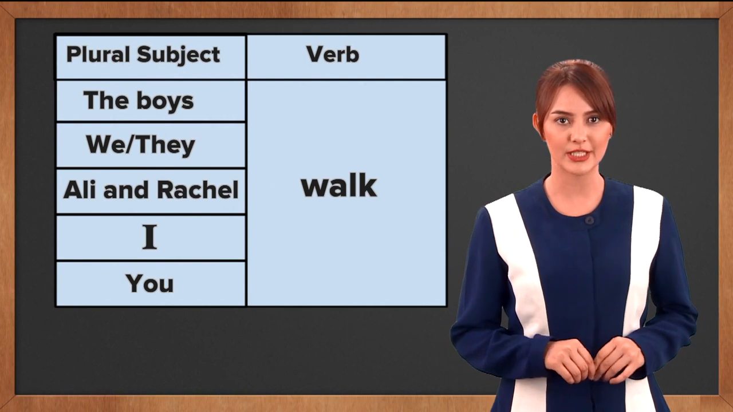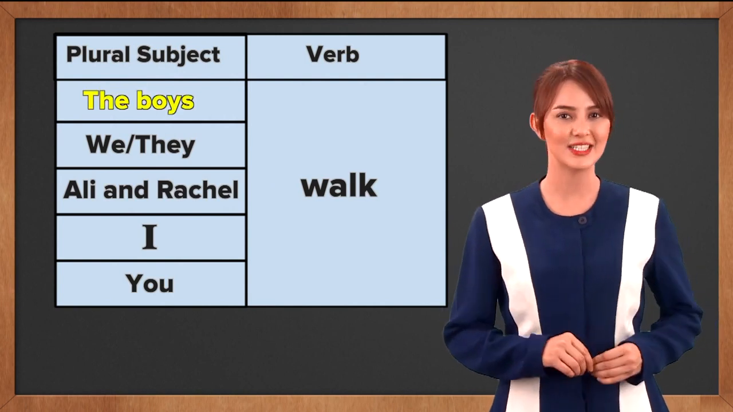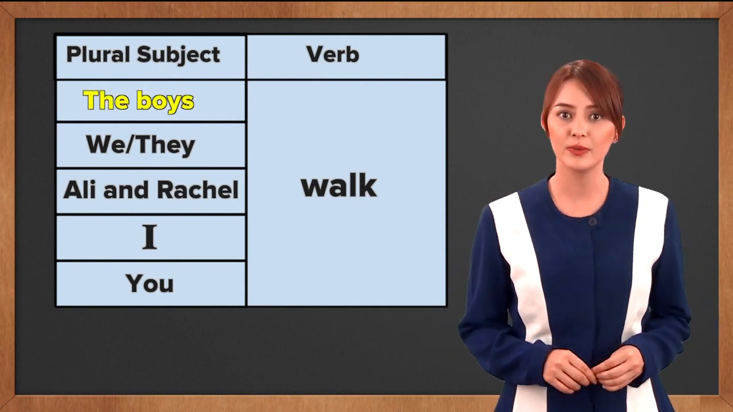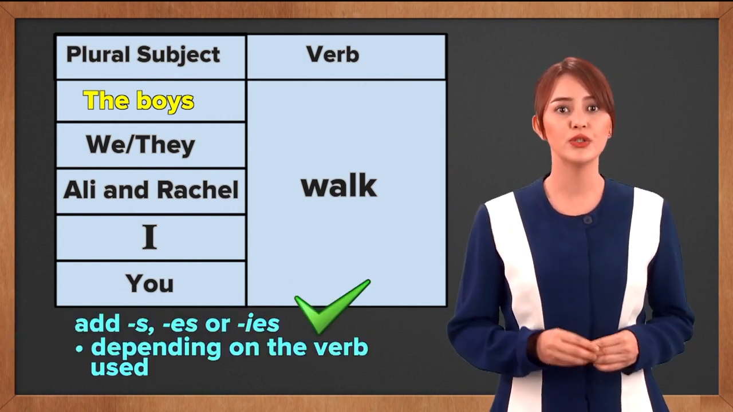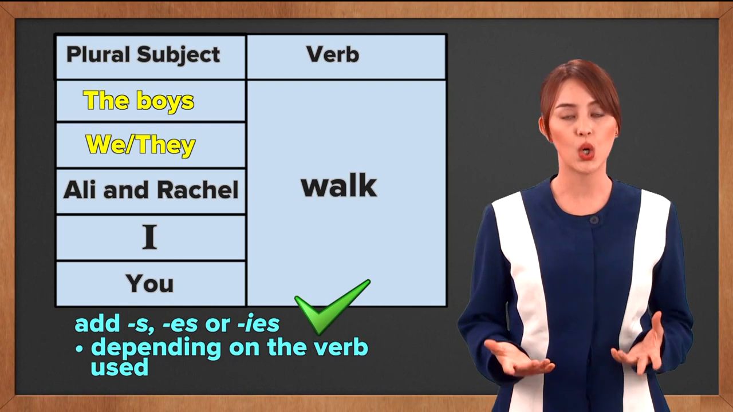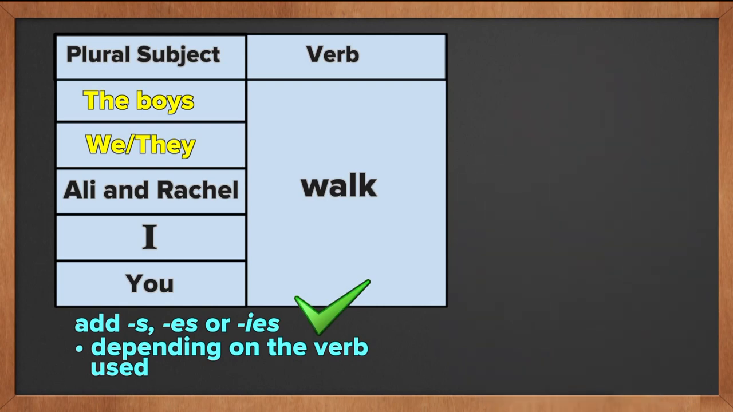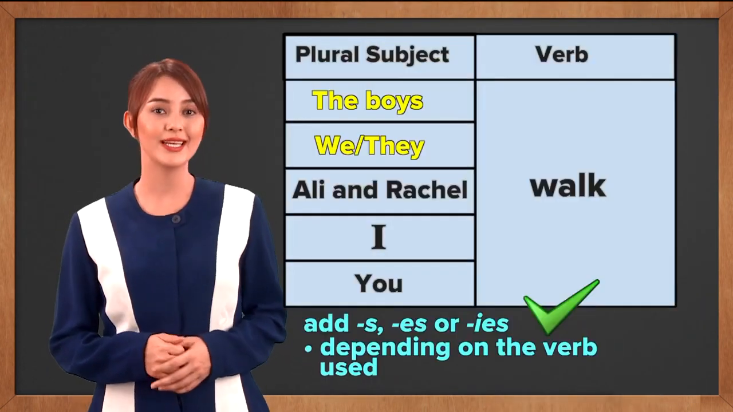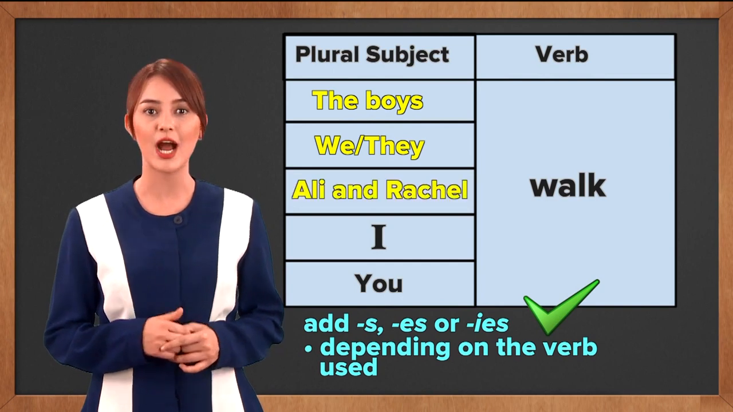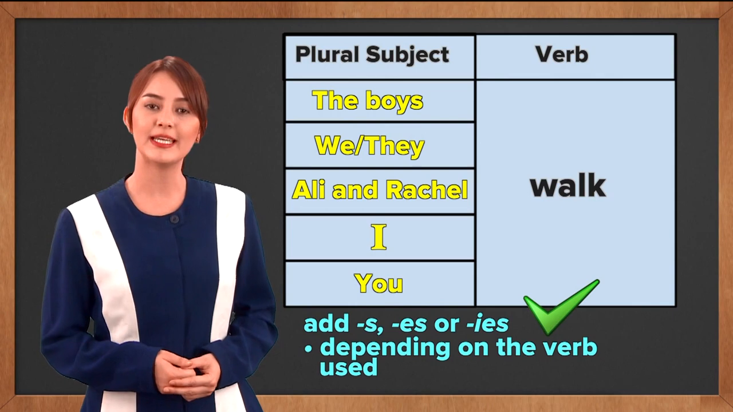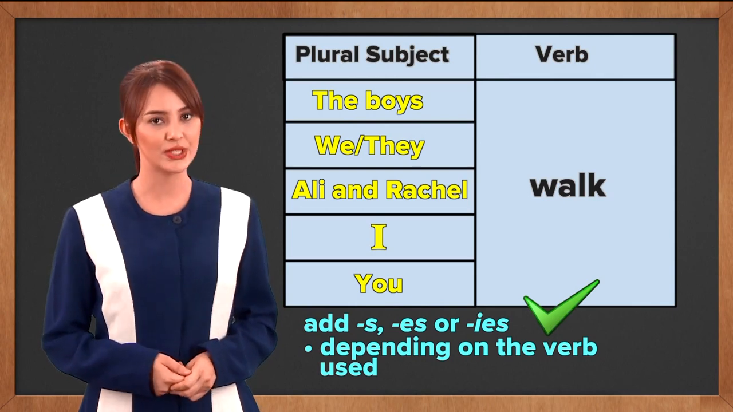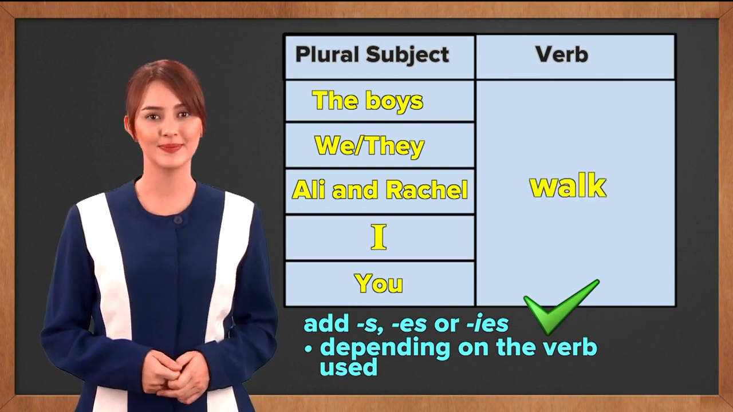For the plural subject, we can choose the boys as the subject. We know it's plural because we add s to the end of the noun. We can also use plural pronouns like we or they. Or we can combine our proper nouns into Ali and Rachel. Now we have to pick a verb to complete our sentence. Let's choose the verb walk.